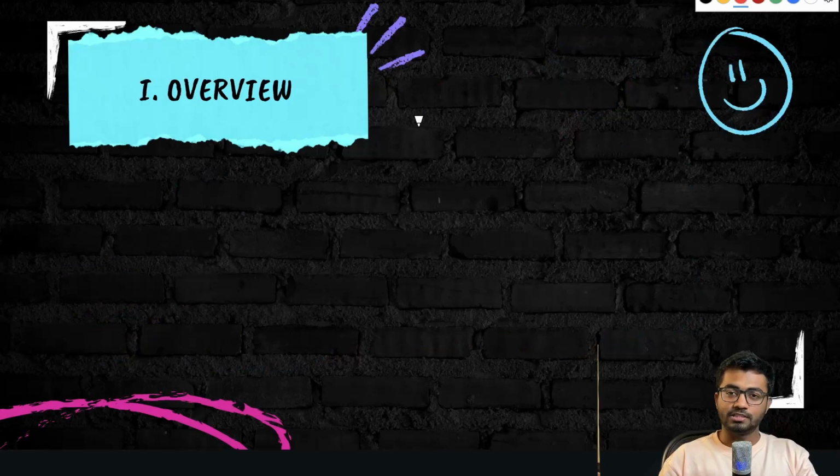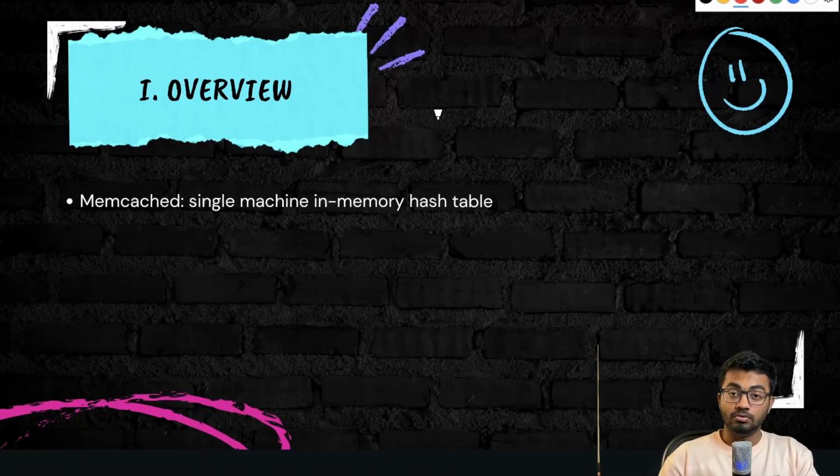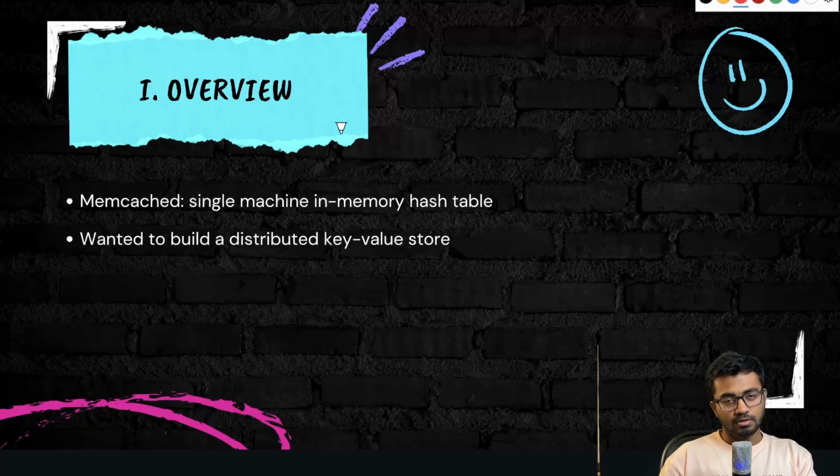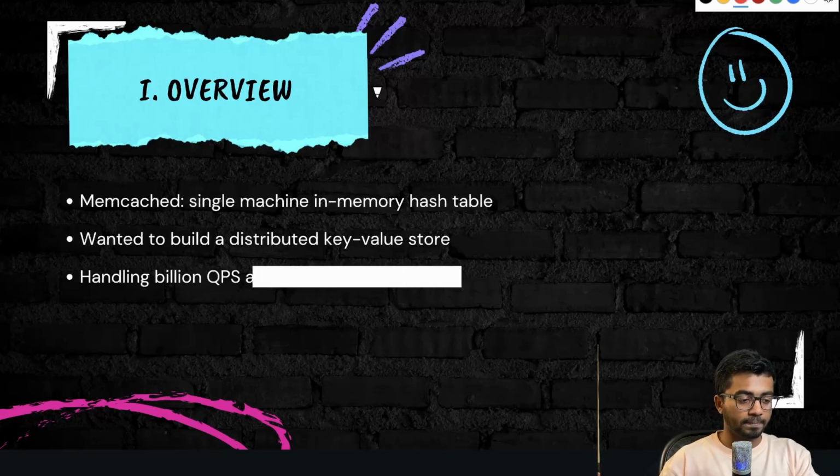So let's give a first basic overview of things. As you might know or might not, Memcached is a single machine in-memory hash table. That means it's a single machine key value store: you give a key, you give a value, and it stores it in the memory. Facebook wanted to build a distributed key value store based out of the Memcached open source system, and that is what the whole paper describes, how they went from a single machine to all the world.